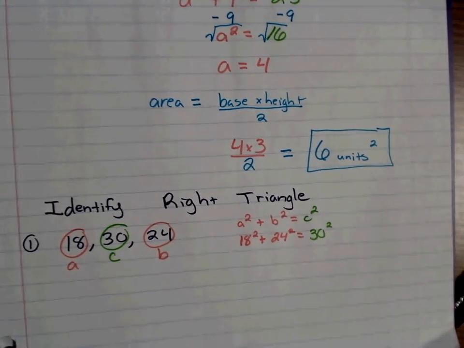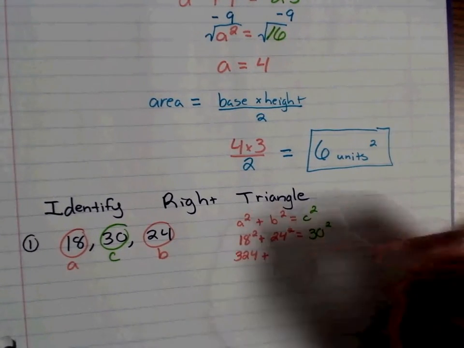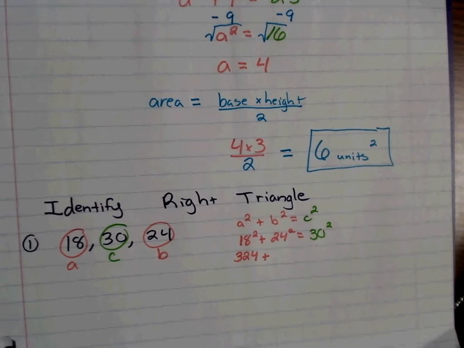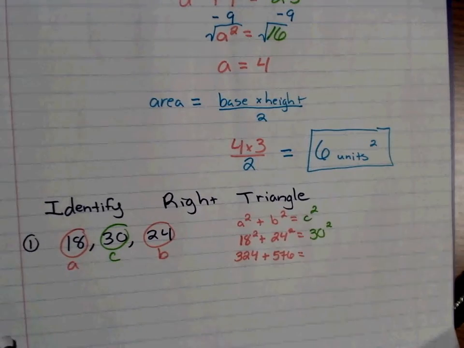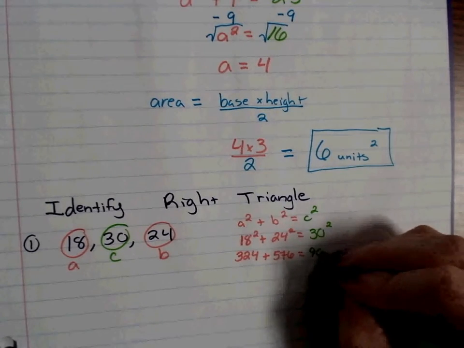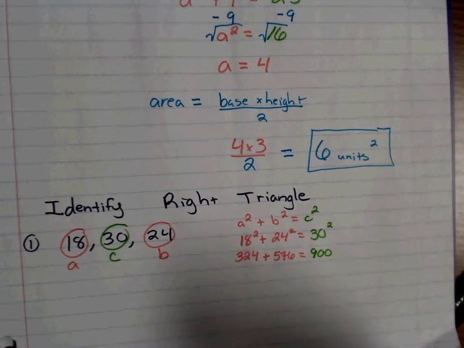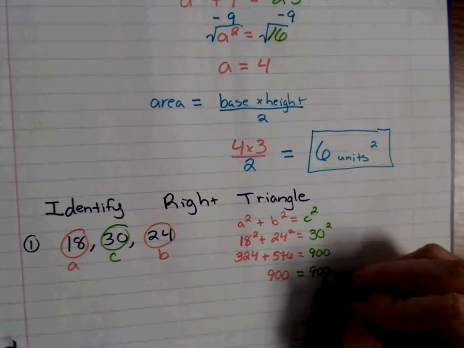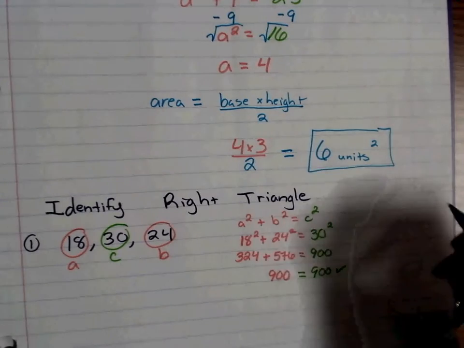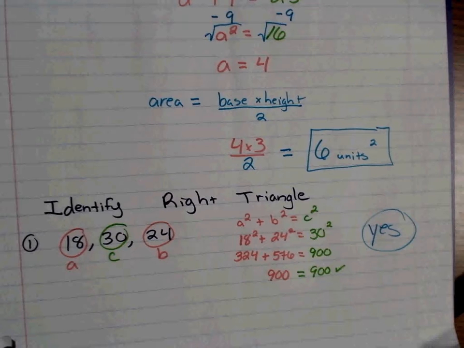So what's 18 squared? 324. You guys need to have those memorized. What about 24 squared? 576. What's 30 squared? 900. And then what did we get if we add 324 and 576? 900. So in this case, 900 is equal to 900. So yes, this is a right triangle. If it's not equal, then it would not be a right triangle.